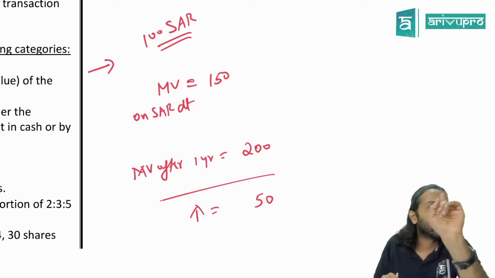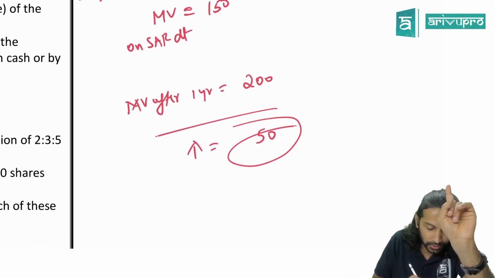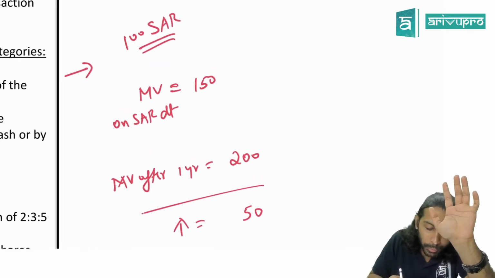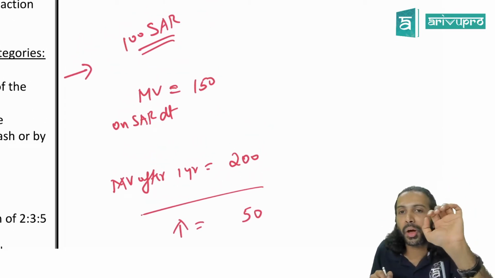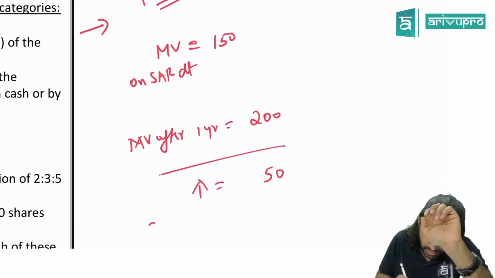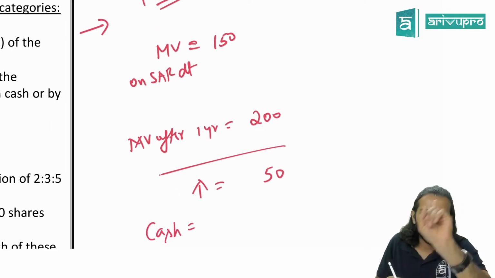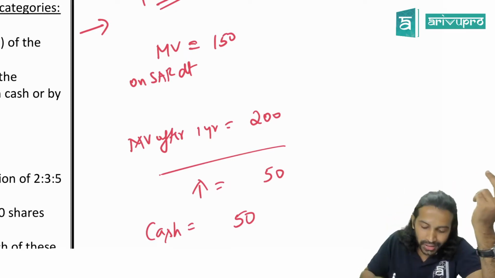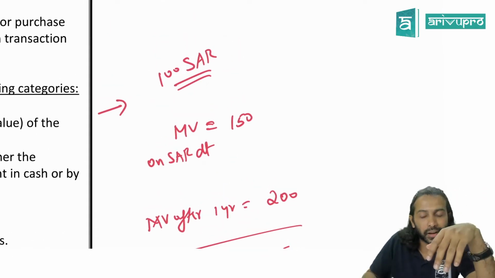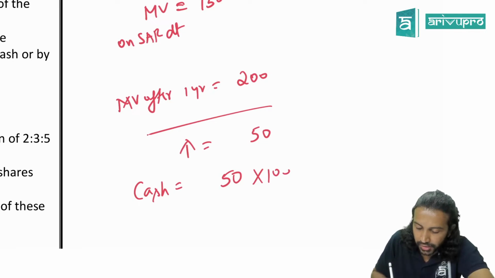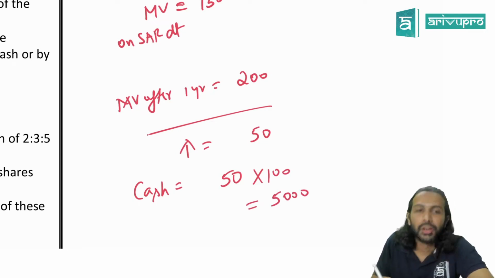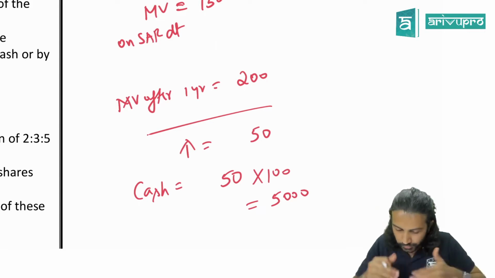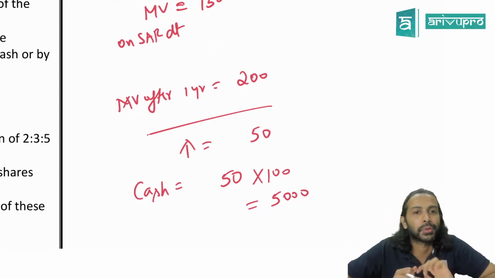Will this employee get additional shares now? No. On one share, how much has it appreciated by? 50. How many such rights did you give this employee? 100. If you have given one right, he will get 50 rupees. So the cash he will get is 50 into 100, which is 5,000. The company has to pay 5,000 cash to this employee. This arrangement we call share appreciation rights.